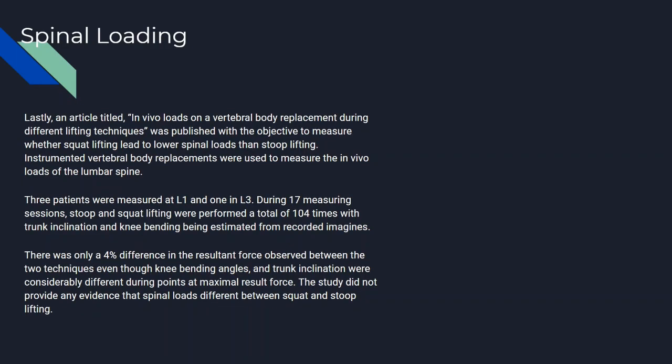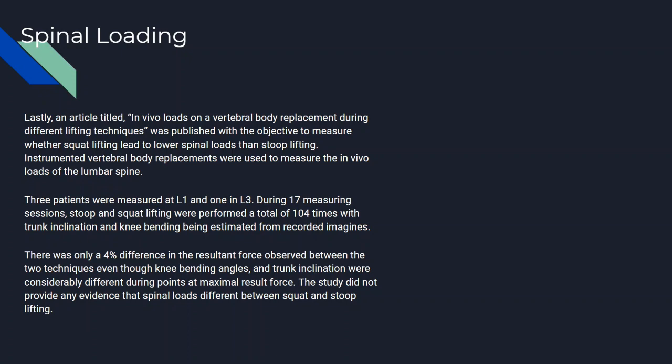Lastly, an article titled In Vivo Loads on a Vertebral Body Replacement During Different Lifting Techniques was published with the objective to measure whether squat lifting led to lower spinal loads than stoop lifting. Instrumented vertebral body replacements were used to measure the in vivo loads of the lumbar spine. 3 patients were measured at L1 and 1 at L3. During 17 measuring sessions, stoop and squat lifting were performed a total of 104 times, with trunk inclination and knee bending being estimated from recorded images.